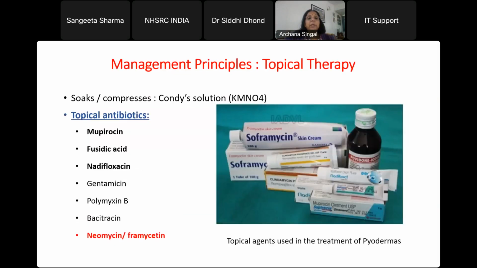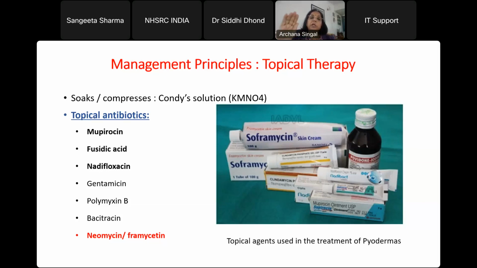So the management principle is that there is topical therapy. Condy's compresses are very good. They are astringent, they are antiseptic, but it is very important how you make it. Once you dissolve a small crystal in a liter of water, it should be very light pink. If it is very dark pink or purple, then it will cause caustic burns. So don't be in a hurry. Just put one crystal, let it dissolve completely. It should be light pink.